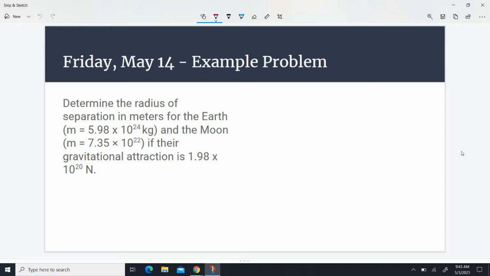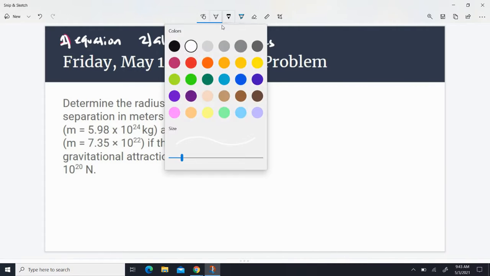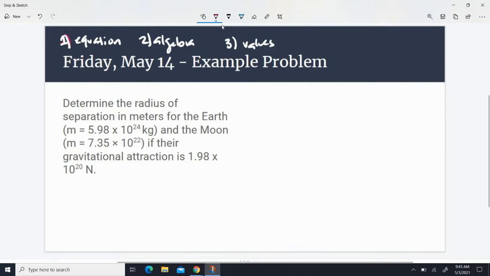Okay, so all we're going to do is, let's write out our steps first. Let's determine our equation. There's only one. Let's do algebra to solve for what we need to, so we can get the radius by itself, whatever we need to solve for by itself. And then let's plug in values. And that's it. Pretty simple, as long as you can plug it into the calculator correctly, which is admittedly tricky.